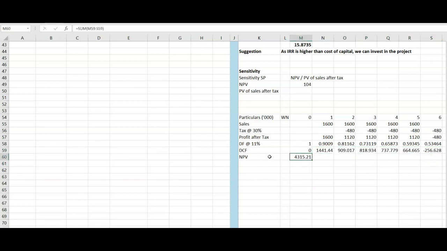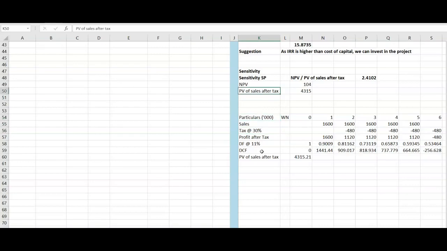The answer comes to, we can't say that as NPV, that is the present value of sales after tax. So we got this number. So we'll just type the number here, 4315. Okay, so what is our sensitivity? Our sensitivity will be, numerator is 104 NPV divided by 4315, our present value of sales, into 100. That will give us a percentage number. So 2.4 is the percentage. So this is our answer. So we have got it.